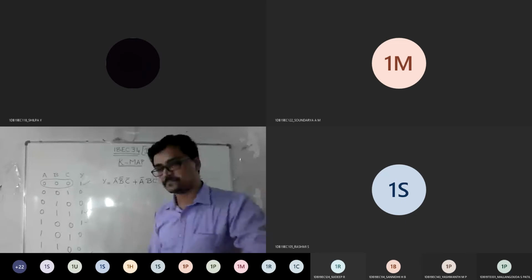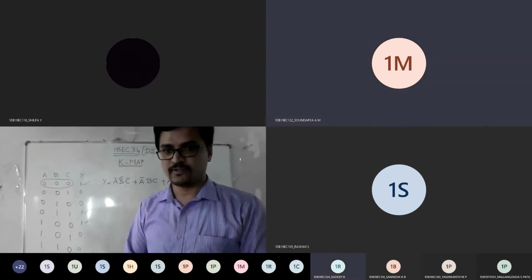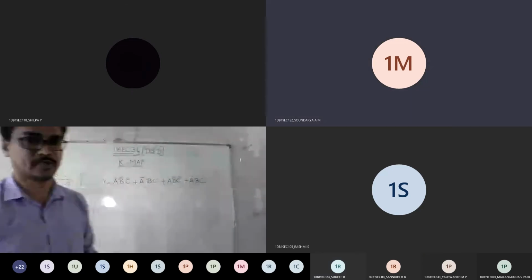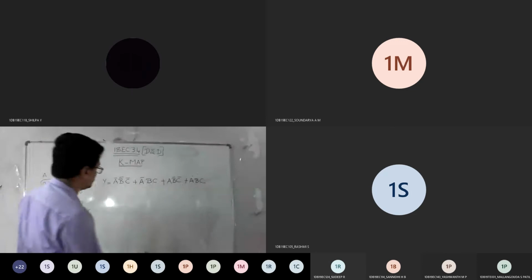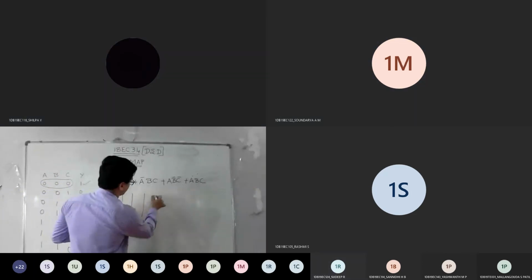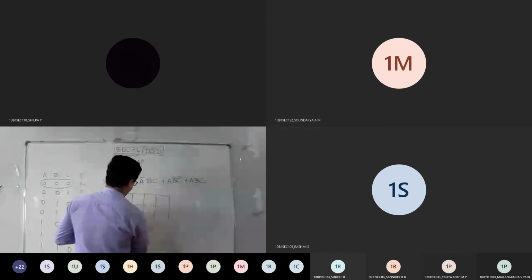So now can you proceed? Can you solve this? Yes, fill the table. So 3 cross 3 means how many cells you should have? 8 cells. So make a table with 8 cells.